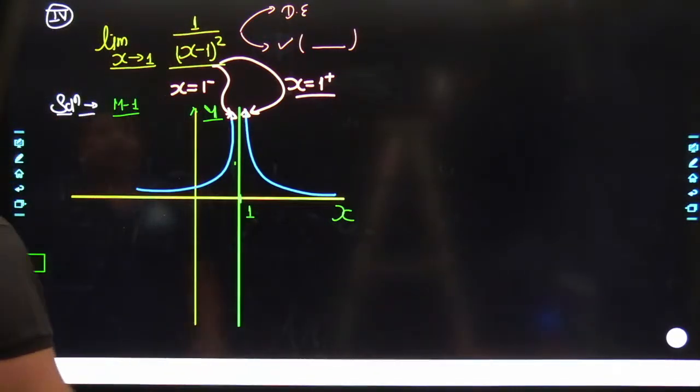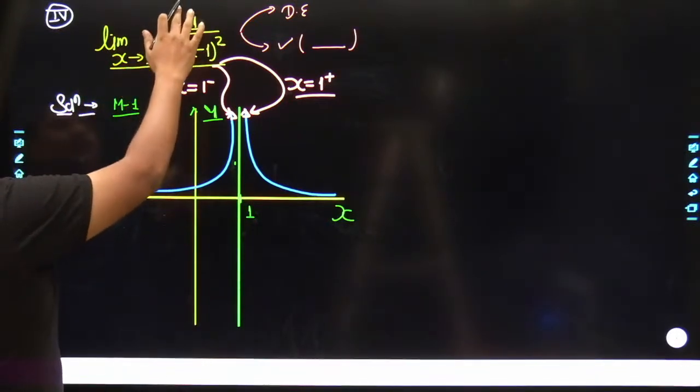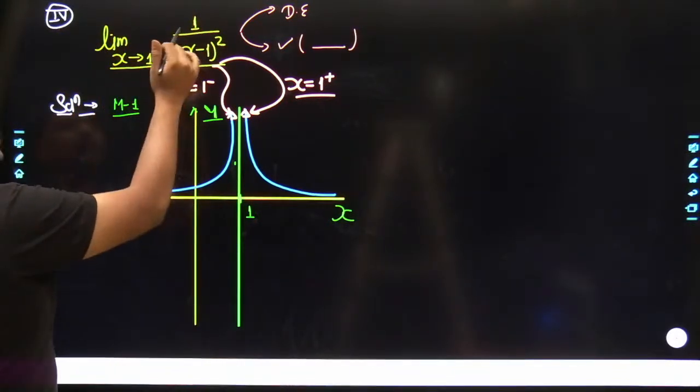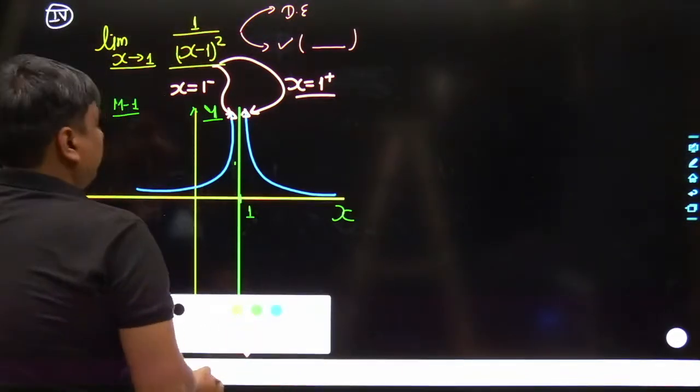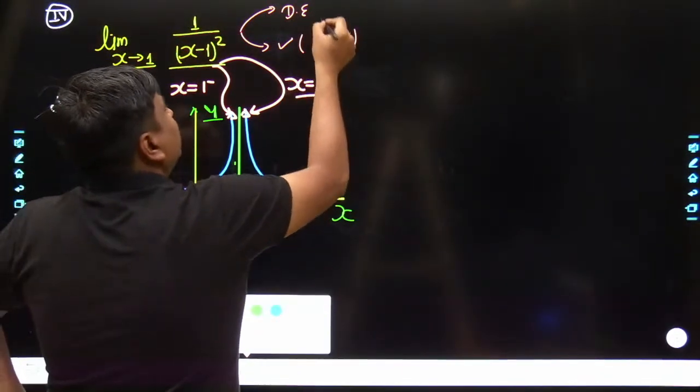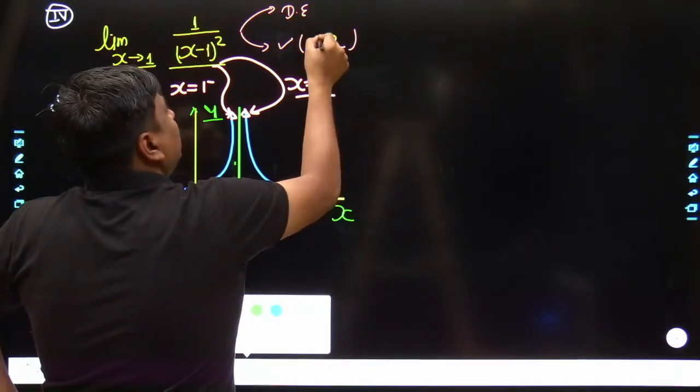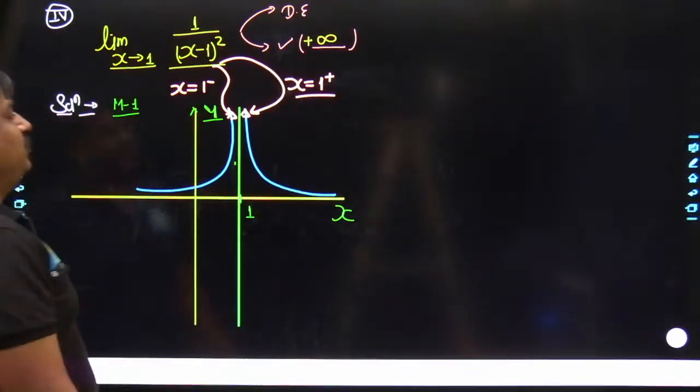So if we focus on the limit x tends to a, or limit x tends to 1, of 1 divided by (x minus 1) to the power of 2, the result we are supposed to have, obviously nobody should have any doubt as such, would be plus infinity, plus infinity.